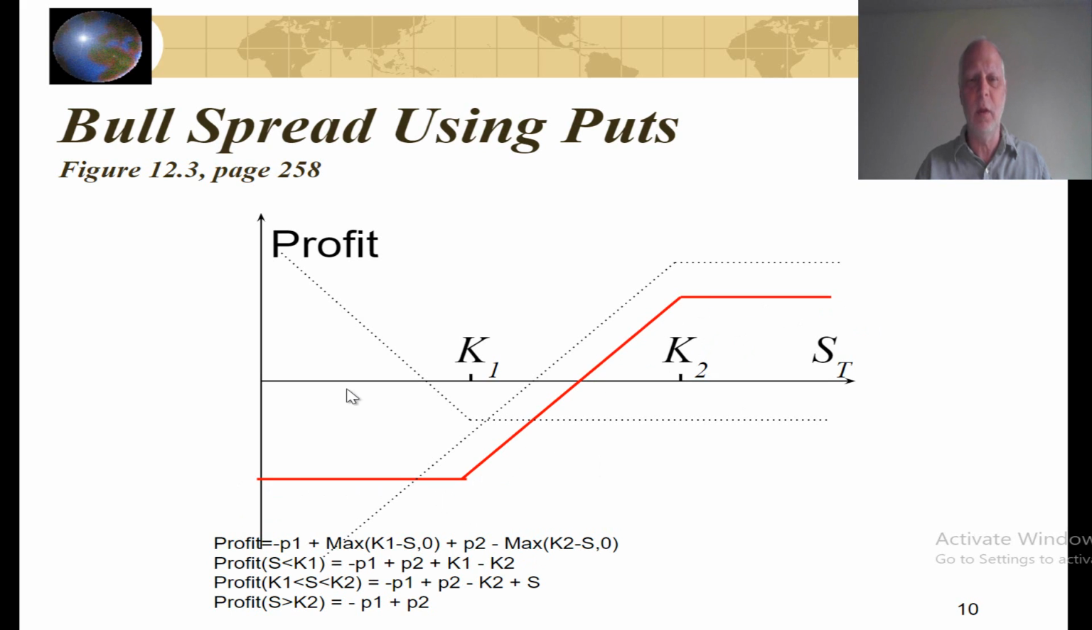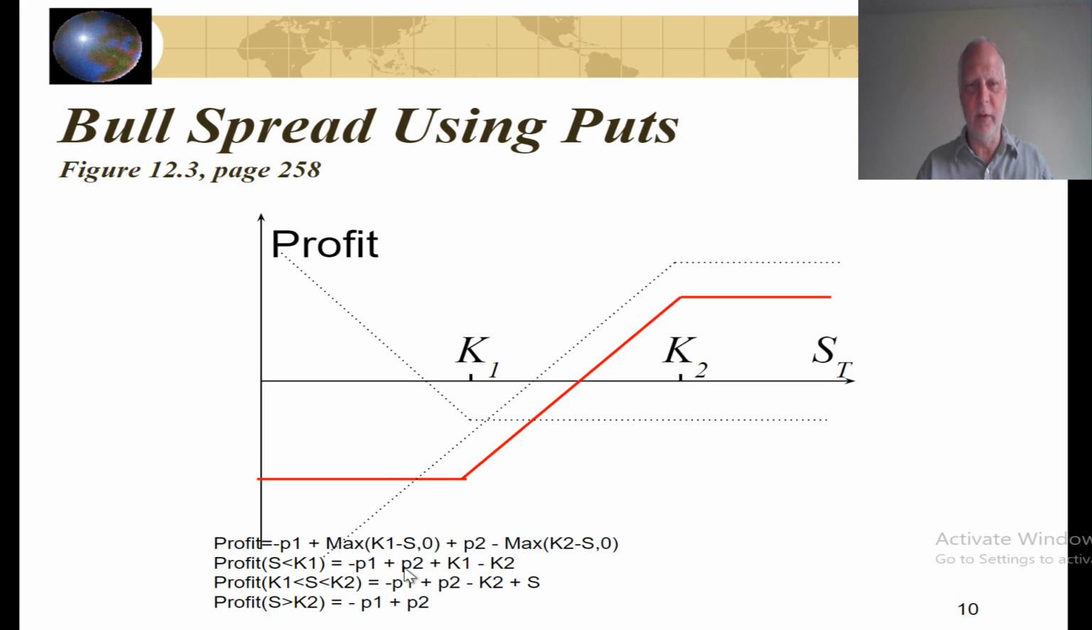So in the region below K1, both of our puts will expire in the money. So we will get a K1 minus S, and here we will get a K2 minus S. So our profit for S less than K1 will be minus P1 plus P2. And then from here we get a plus K1, from here we get a minus K2, so plus K1 minus K2. And our stock prices cancel out. A minus and a minus gives us a plus.